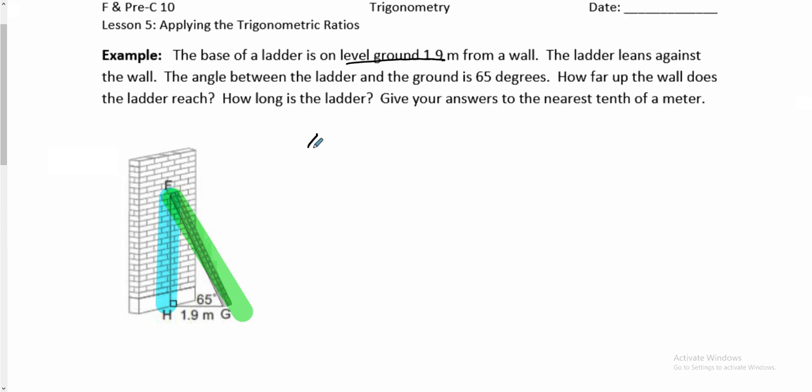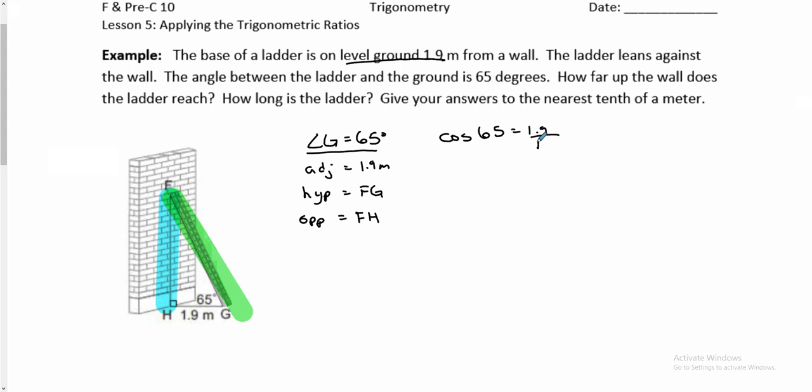So let's start with angle G is equal to 65 degrees. We have our adjacent this time, which is 1.9 meters. We need to find our hypotenuse, which is FG, and we need to find our opposite, which is FH. So I have my adjacent, I need my hypotenuse, we're going to do cos again. So cos 65 is equal to 1.9 over FG.